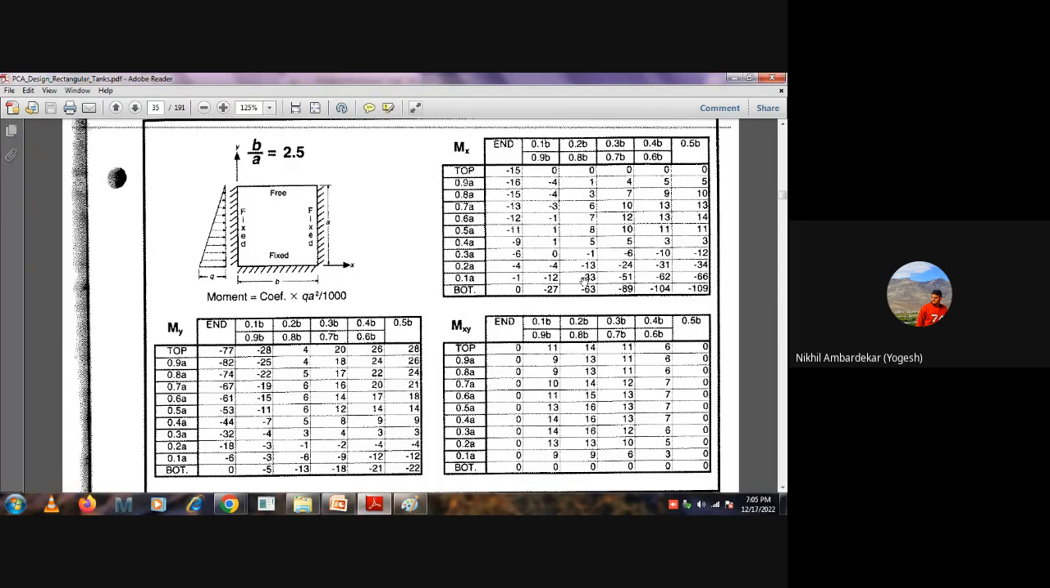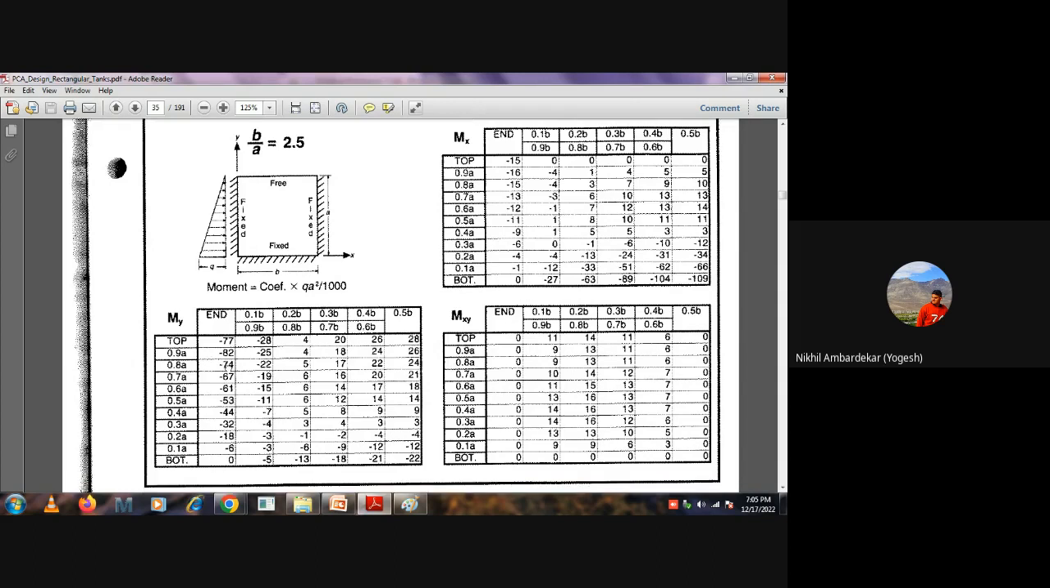If someone asks you, I want the moment at 0.4a and 0.4b, is it possible to get that? Yes, absolutely possible. Just go to 0.4 and 0.4. What will be the coefficient? That is 3. So based on that, you can find out the bending moment in the wall panel at any point, at any height, at any length of the wall panel. Same with this also.